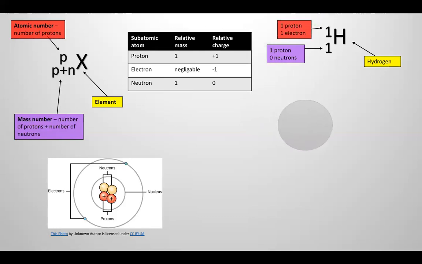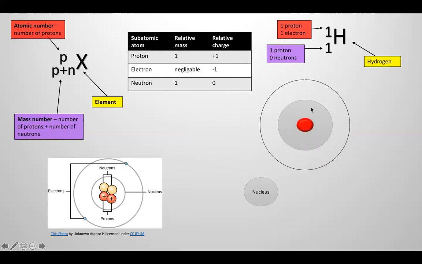And also, sorry, the atomic number always has the same number of electrons. The protons and the electrons always have the same number. This is so that they can cancel out to make the element neutral.